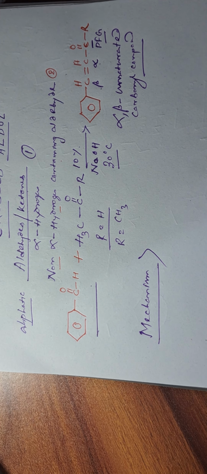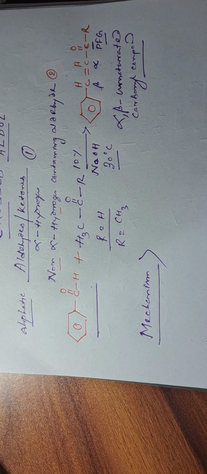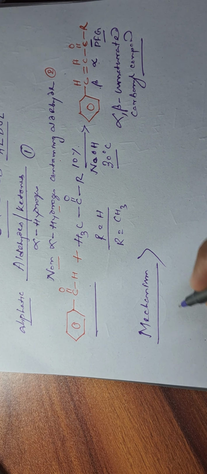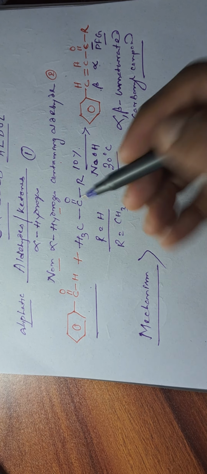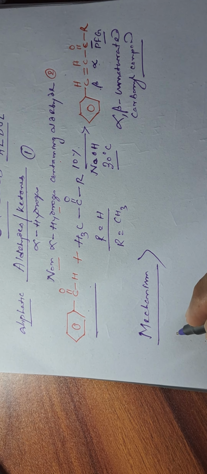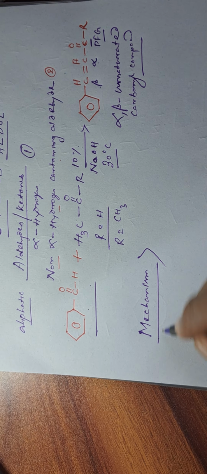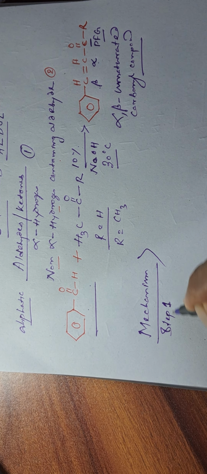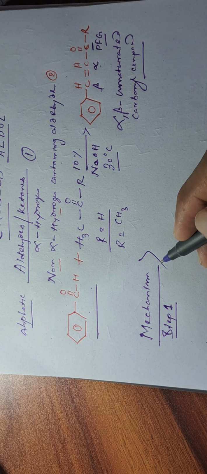Chalo. So initially what will happen? Let us just take on these things. Initially, these two are the initial requirement, right? Now initially what will happen? What we are going to see is that in step 1, there must be a generation of what? A carbanion, right?